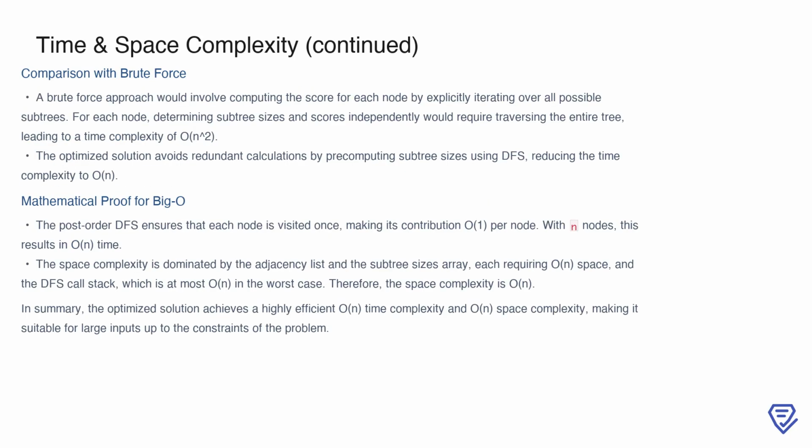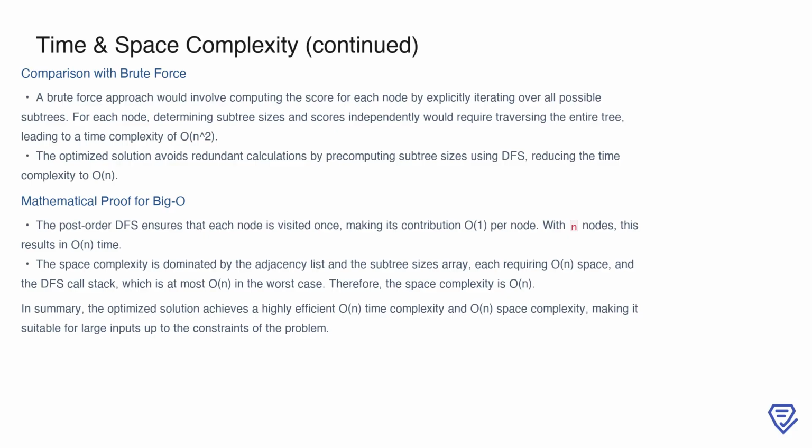When comparing this optimized solution to a brute force approach, the difference is significant. A brute force method would compute the score for each node by explicitly iterating over all possible subtrees. Calculating subtree sizes and scores independently for each node would require traversing the entire tree for every node, leading to a time complexity of O(n squared). In contrast, our optimized solution avoids redundant calculations by pre-computing subtree sizes with a single DFS traversal, which reduces the time complexity to O(n).